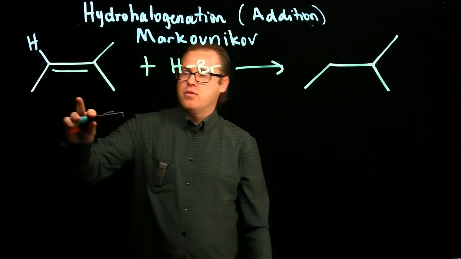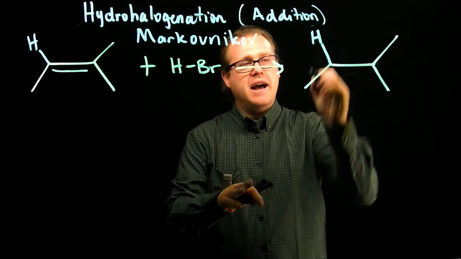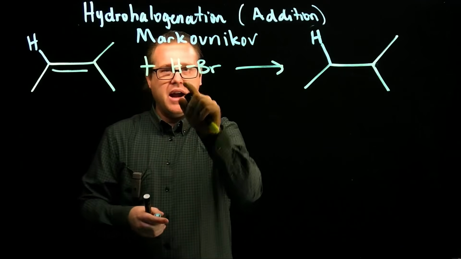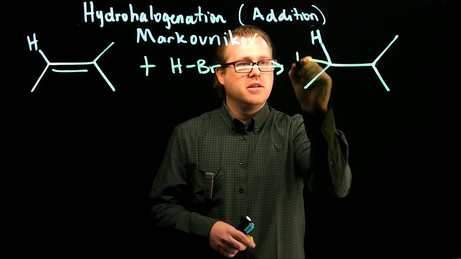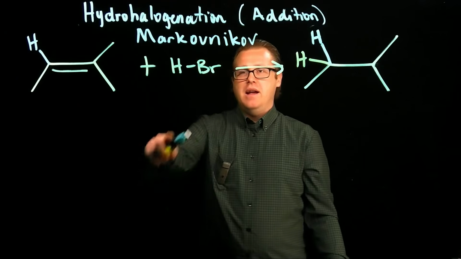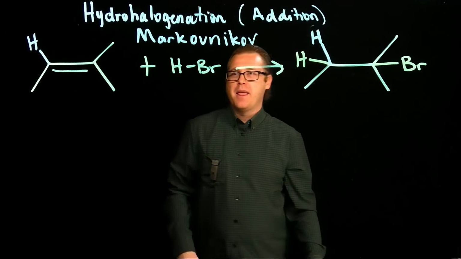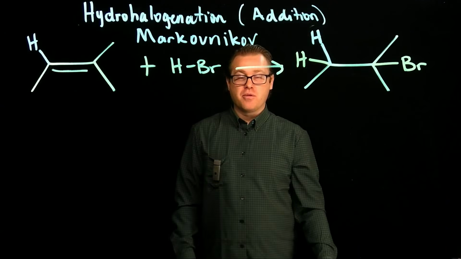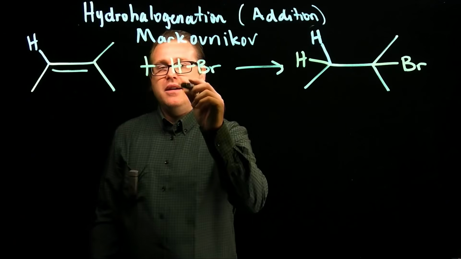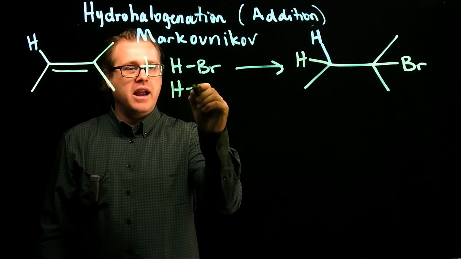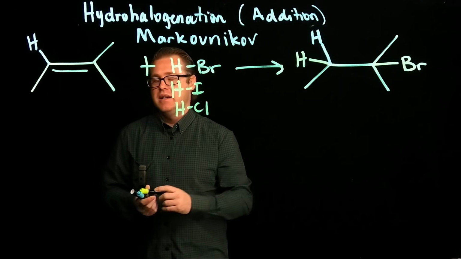And Markovnikov observed that when you do these reactions, this green hydrogen right there is going to go to the carbon with the most hydrogens. It's going to go there, and so then by default, the bromine will have to go on the other one. And that's called the Markovnikov rule. When you are doing an addition reaction with the halogenic acids right here, HBr, HI, HCl, but not HF. HF is too reactive. It just does not work.